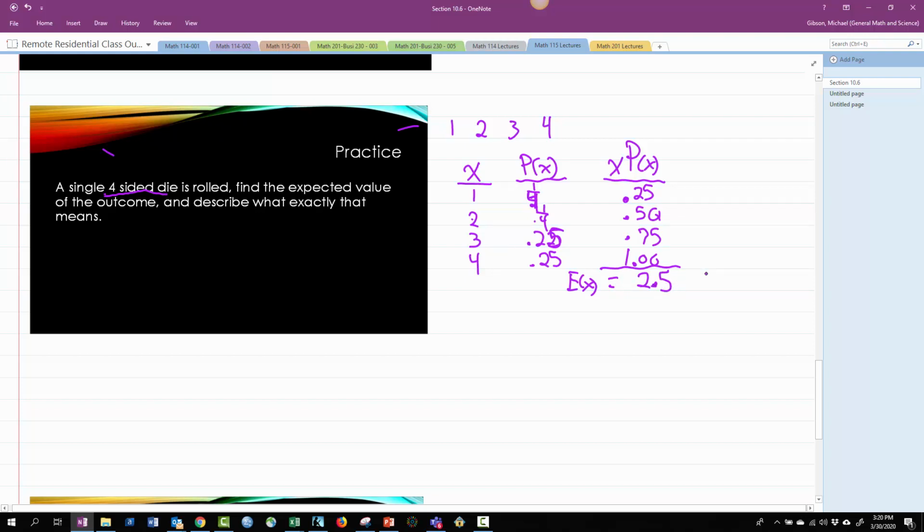Okay, so what is the expected value? There's a couple different ways to look at it. You could say it's the average value if you rolled it a bunch of times. Another way to put this is it really says it's the average you'd expect if you did this a lot of times. All right. What would you expect the average result of this situation to be if you did this a lot of times? That's the expected value, and in this case, it's 2.5.